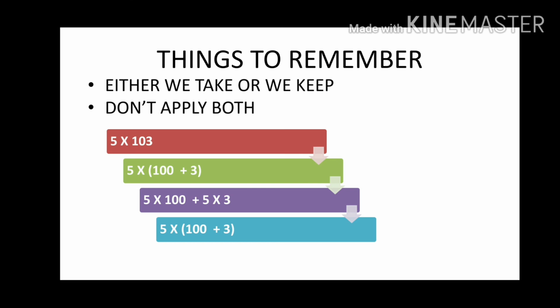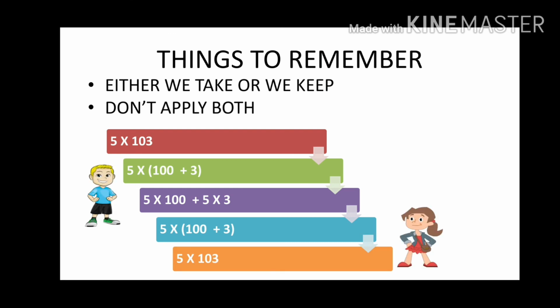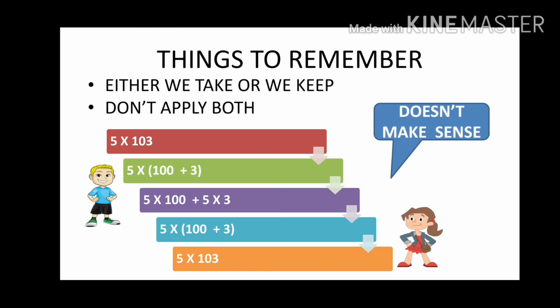Why? Because I cannot keep 103 again inside the bracket. So it will become again 5 is multiplied by 103. So the question is 5 multiplied by 103. Again we are getting back that one only. So that makes no sense here, because the question is given 5 into 103, the answer is also again 5 into 103, so it doesn't make sense here. So what to do? We have to either use take all or we have to use keep all. Hope you have understood. Thank you and keep exploring.